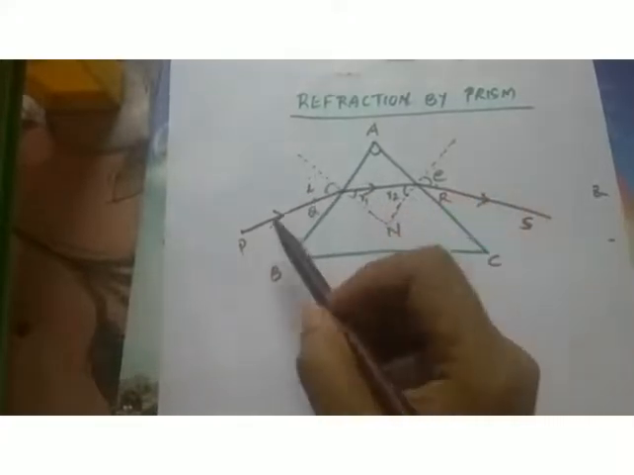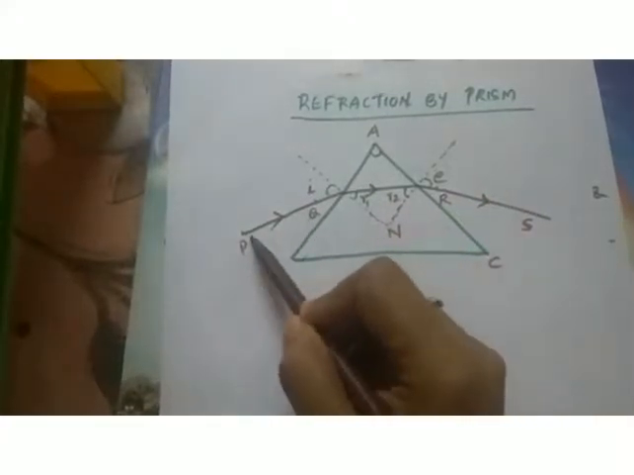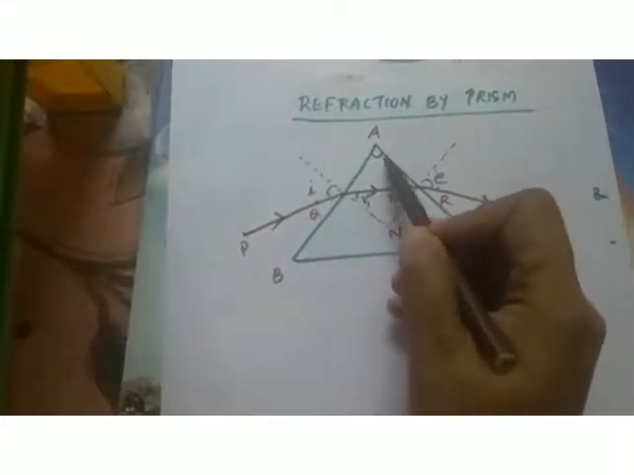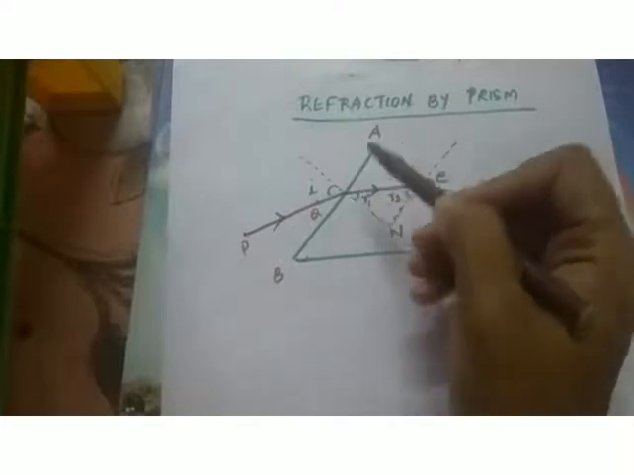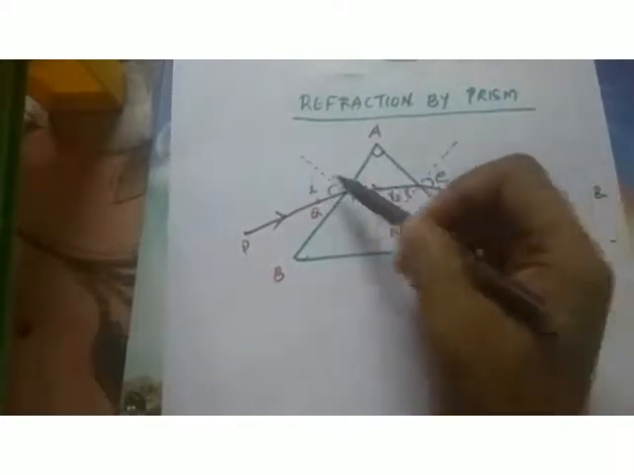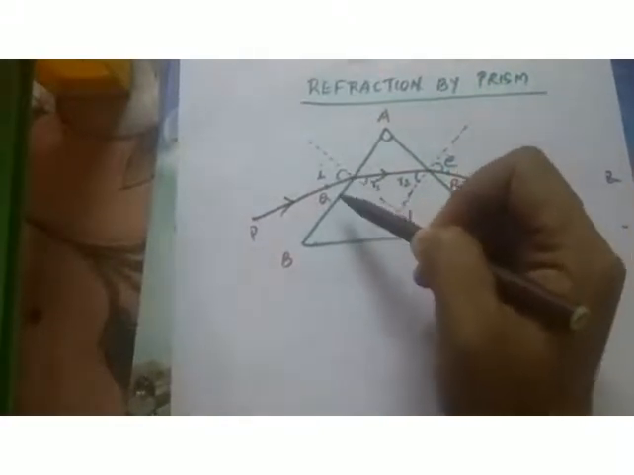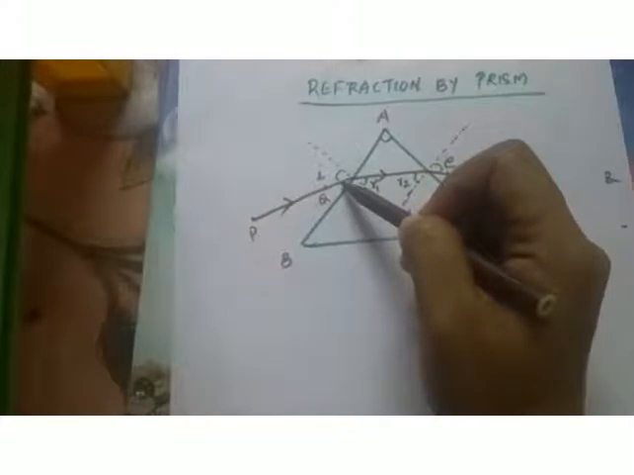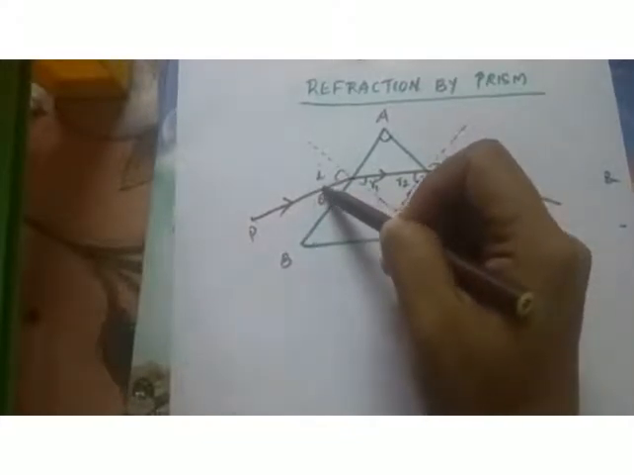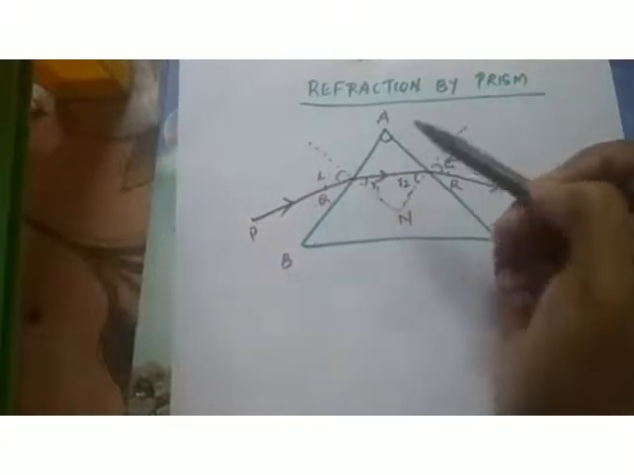Now here you can see PQ. PQ is the incident ray, and this ray PQ is incident on the face AB of the prism. Now at the point of incidence you can consider a normal. So this red dotted line represents the normal, and this brown ray indicates the incident ray, and this is the angle between the incident ray and the normal. So this is the angle of incidence.